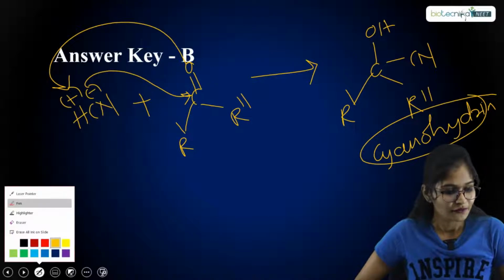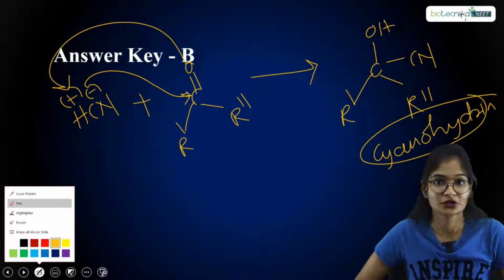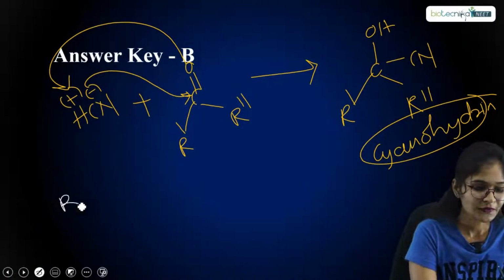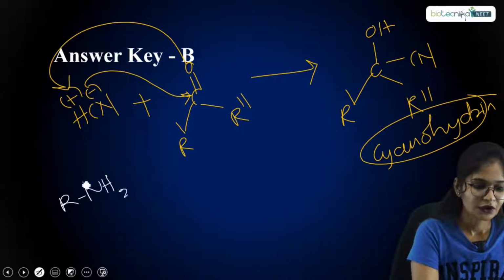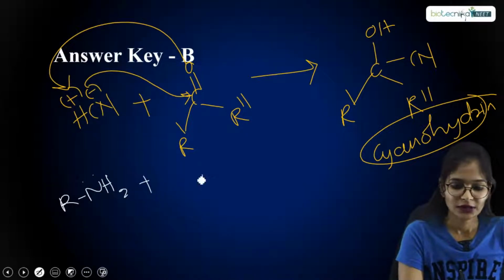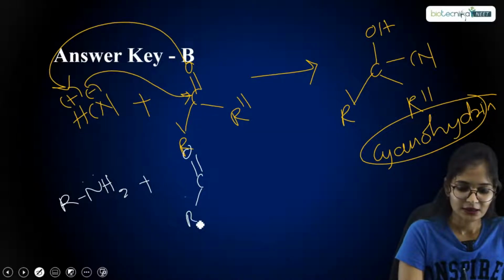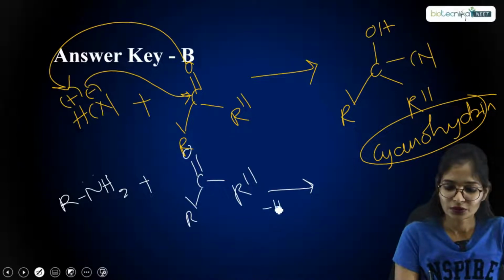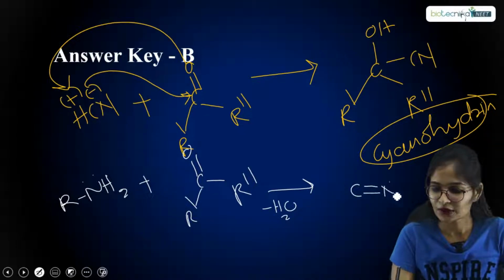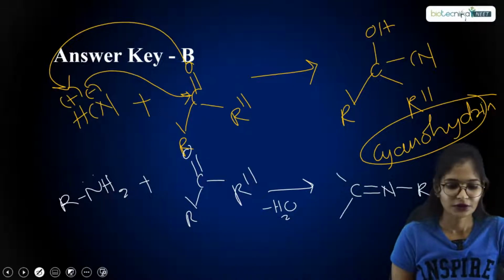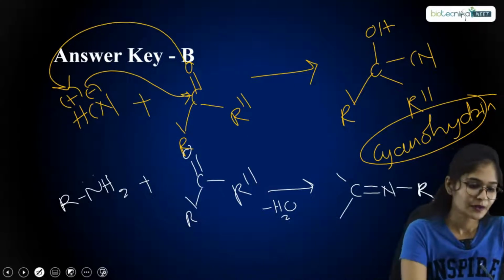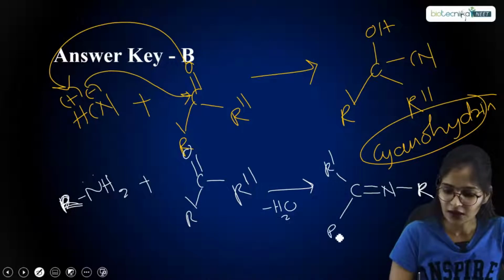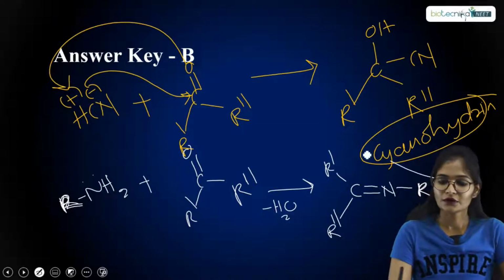Now apart from that, you also have Schiff base formation. Let us consider Schiff base formation. Here you are going to consider an amine, and you are going to react it with the carbonyl compound, with R dash and R double dash here. Again you remove the water molecule and you get C double bond N, and here R, which is already present on the nitrogen. So you have R dash and R double dash, and this is your Schiff base.